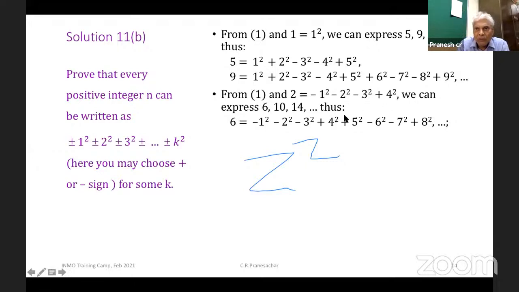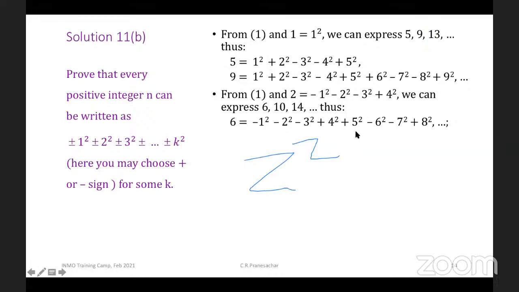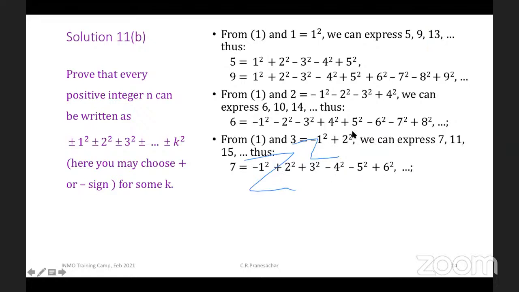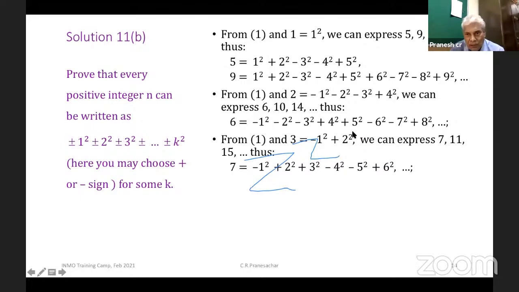Now to this you will go on adding 4, you will get 6, 10, 14, etc. For example, 6 will be equal to these 4 numbers, which give you 2, plus 5 squared minus 6 squared minus 7 squared plus 8 squared. So this will give you 4. So 2 plus 4 is 6, and so on. Since 3 is minus 1 squared plus 2 squared, we can express multiples of 4 added to 3. That is 7, 11, 15, etc. In terms of the squares.